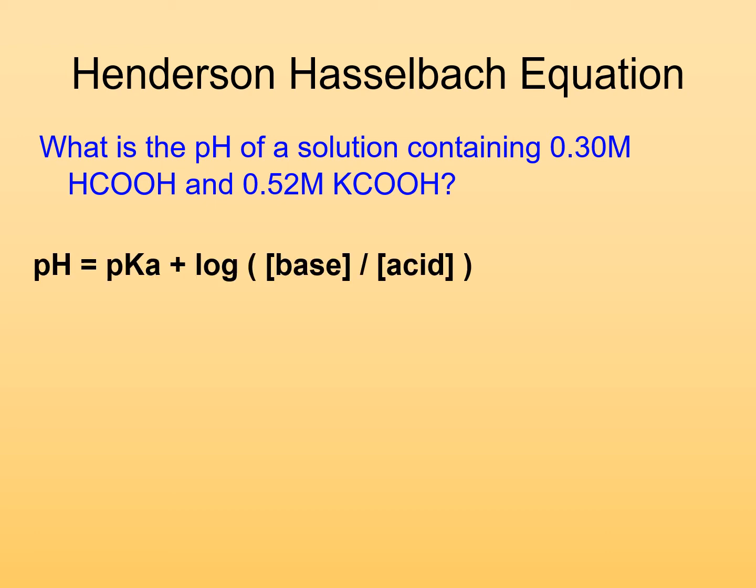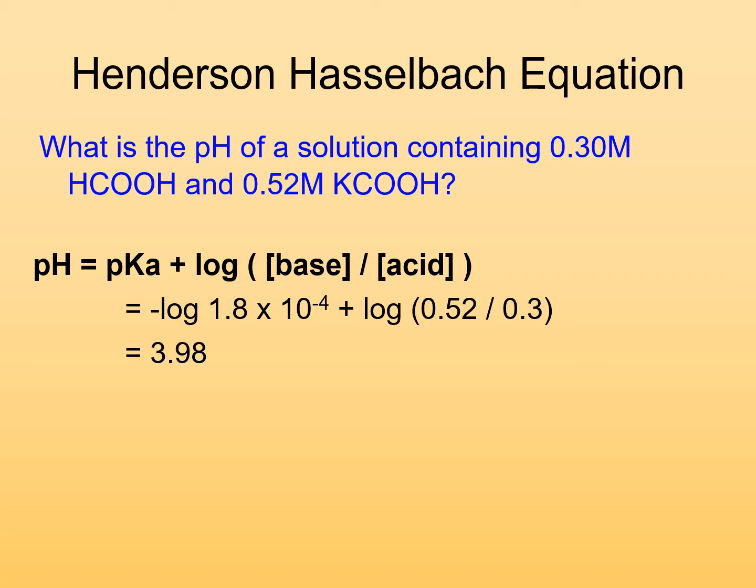And using the Henderson-Hasselbalch equation, we know Ka, we know the amount of base and the amount of acid. So we can plug those values in. But remember, the p is the negative log. So pKa is negative log of the Ka, which was 1.8 times 10 to the negative fourth, plus the log of the base concentration, the 0.52, over the acid concentration, the 0.3. And when you plug that in, it gives you a pH of 3.98, which is the same thing we got using the ICE table, but with less work.